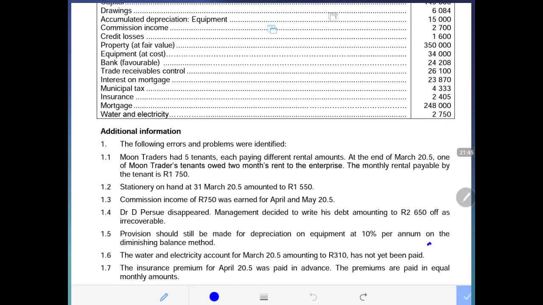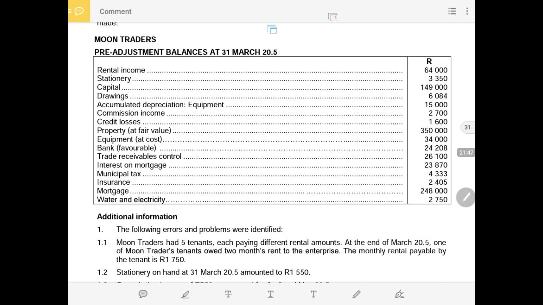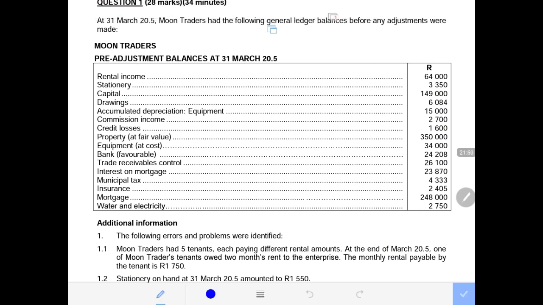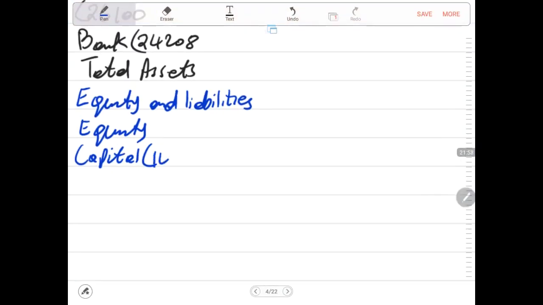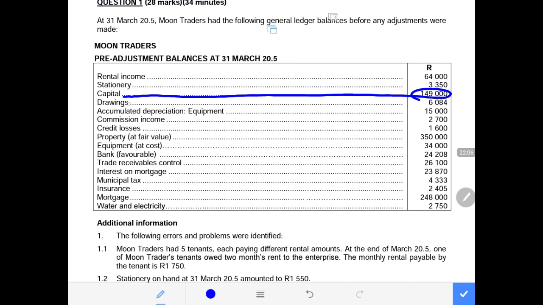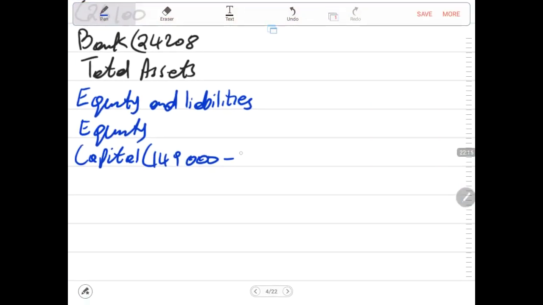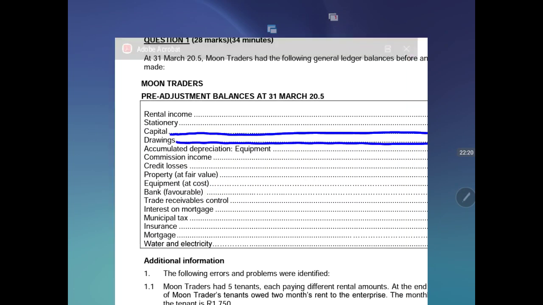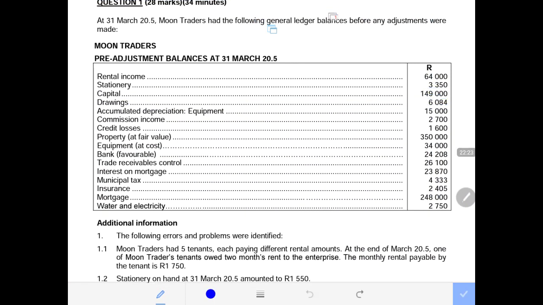Now under the statement of changes in equity, what do we record? We record the capital opening balance of 149,000 rands. Then we minus drawings, if we do have drawings in the trial balance. There we do have drawings, the amount that was taken by the owner for personal use, 6,084. We say minus 6,084. Then there is nothing else to be recorded. Then we await the adjustments now.